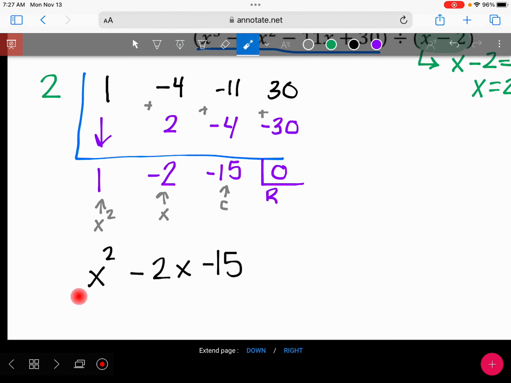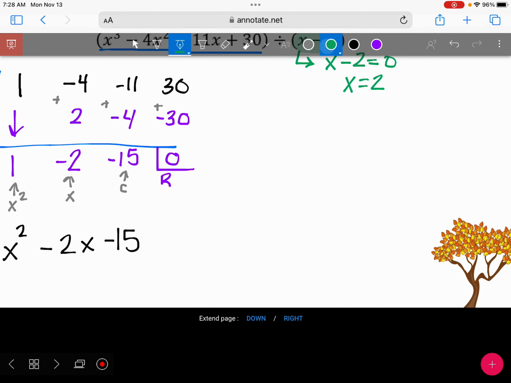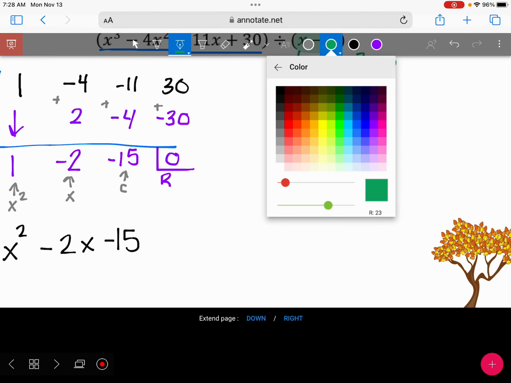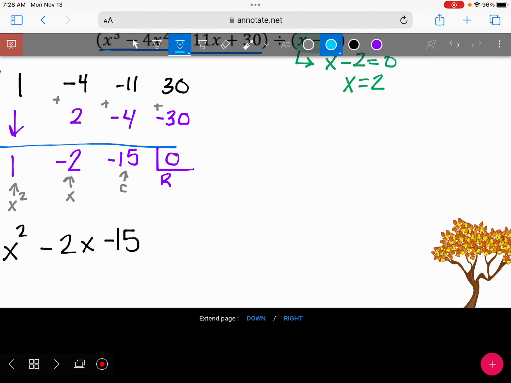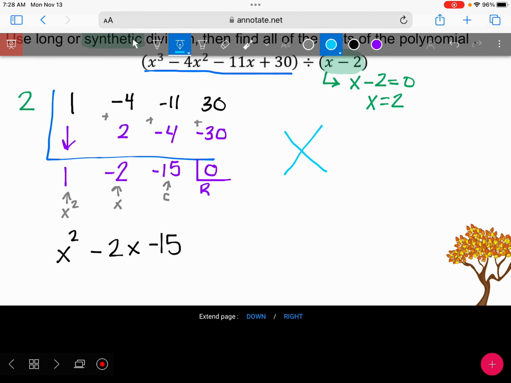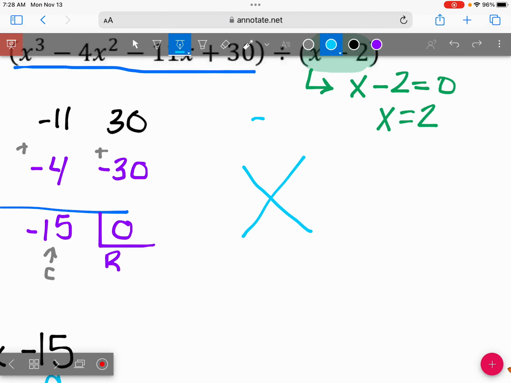So we're going to look at this guy and remember some factoring. We're going to try and solve this guy. So let's see if this one will factor. Let me get another color here. So if we try and factor this, remember this is my A, this is my B, and this is my C. A times C at the top. We get 1 times negative 15, which is negative 15.